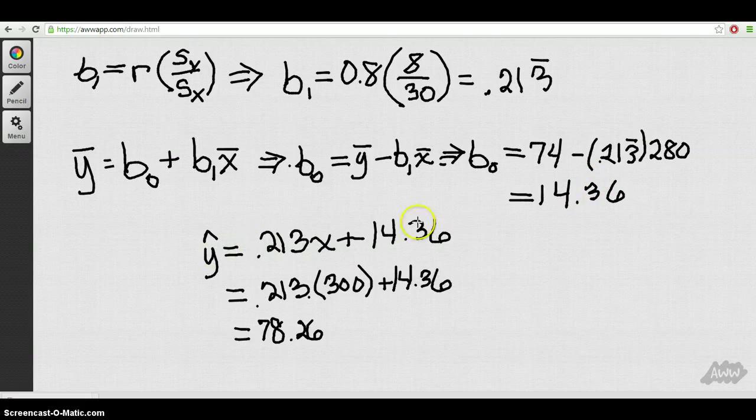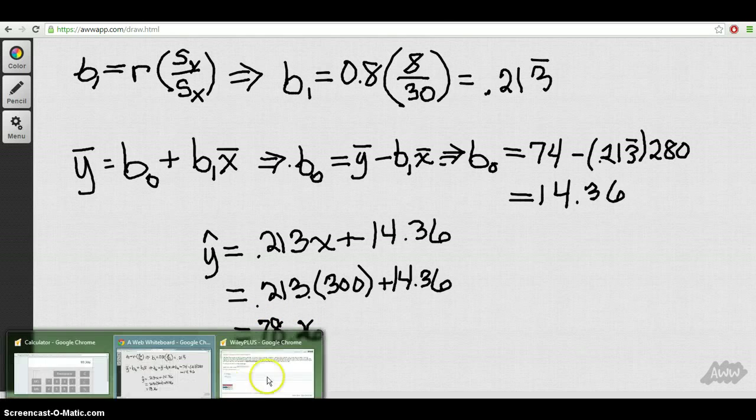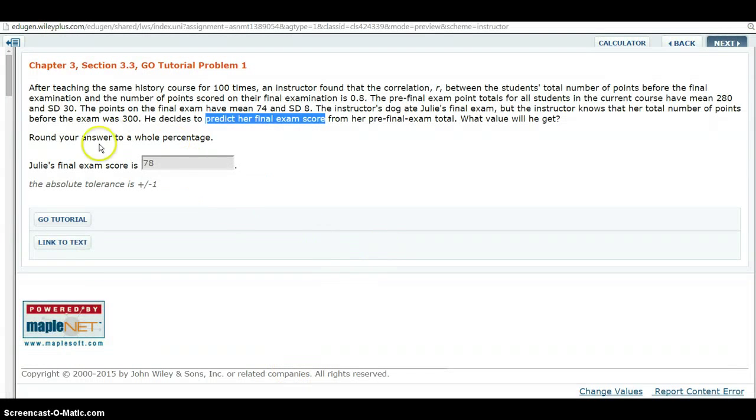So now I have my slope and I have my intercept. Was her name Julie? I'm not sure what her name was, but she had a 300 coming into the final, so I'm just plugging that into the X to get her predicted final score in the class. And again, that's not her actual score, that's her predicted score. It's 78.26, and I believe they wanted that rounded to the nearest whole percentage, which is why we get the 78 in there.